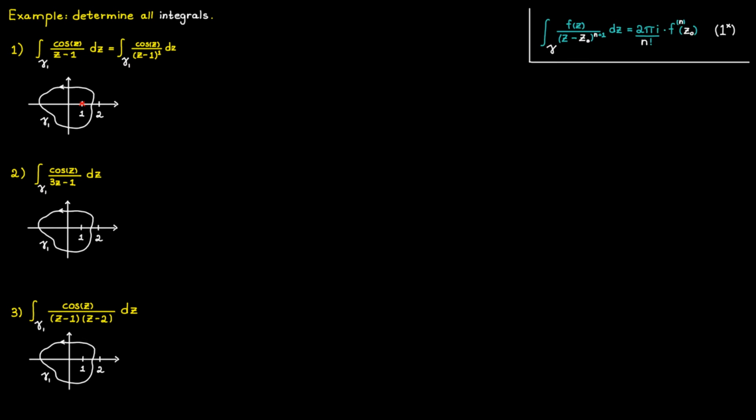Since the expression in the numerator, cosine, is analytic everywhere in the complex plane, we can now use Cauchy's integral formula to solve this integral. So now we can see that we can use the formula with the function f being equal to cosine, which is fine, since cosine is analytic everywhere in the complex plane. And then c0 is going to be our point of singularity, which is 1 in our case.